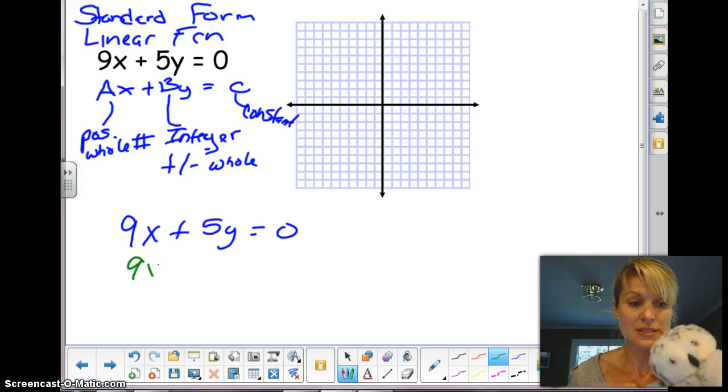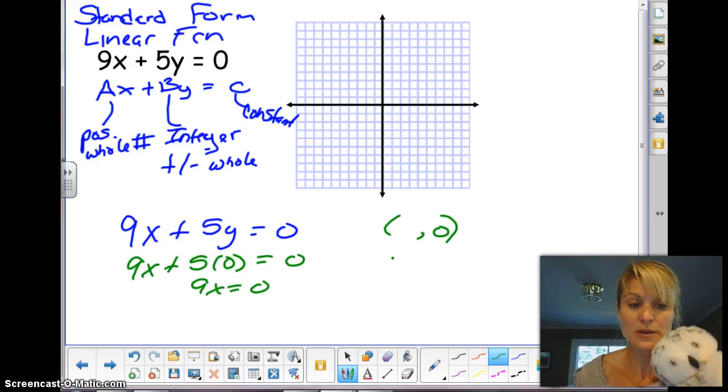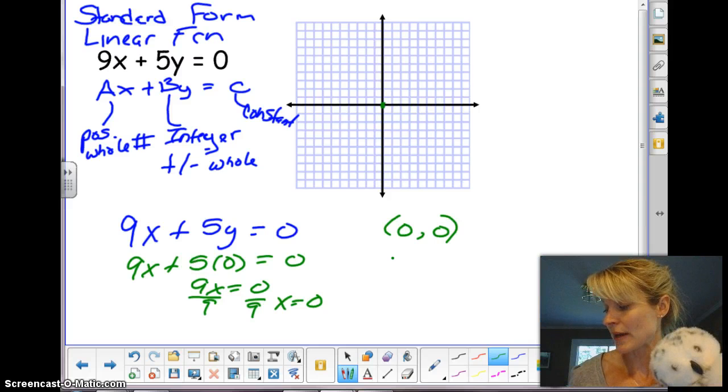So I'm going to change this to 9x plus 5 times 0 equals 0. So replace y with 0, because my coordinate for the x-intercept has to be some number with y is 0, okay? So then obviously 9x, and that's plus 0, so I just get 9x equals 0, and then divide by 9, and I know my x is 0. So this actually crosses here, okay? Then I want to find my y-intercept, okay?